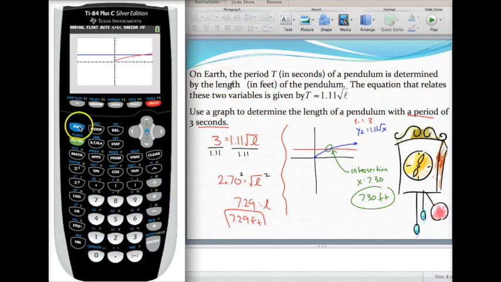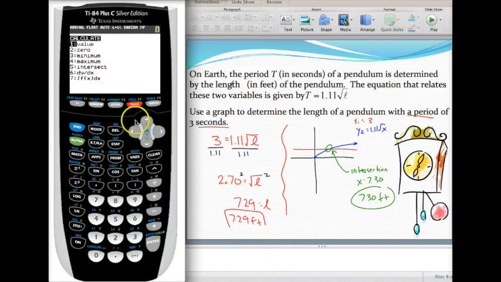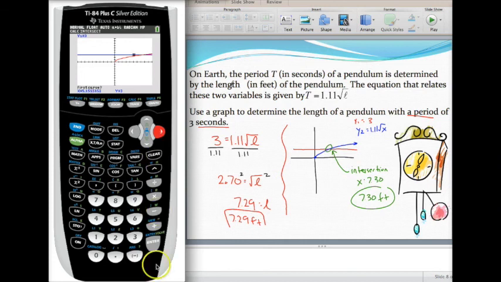So as we've done in the past, let's hit second trace to get to the calculate menu. I want to select option 5, intersect. All you need to do is use the left and right arrows to trace over close to that intersection point, and then just hit enter 3 times to answer the 3 questions they're asking for. So the first curve, we're on it, hit enter. Second curve, it's on it, and then guess, just go ahead and enter. And there we go, we come up with an answer of about 7.3, which is pretty darn close to what we found algebraically. So there's 2 ways that we can answer this question.